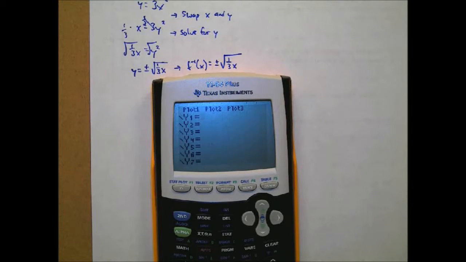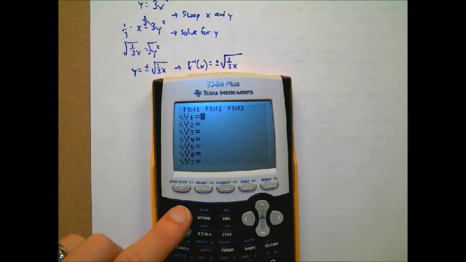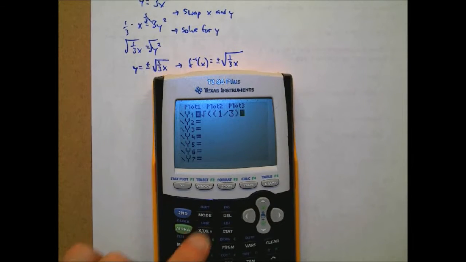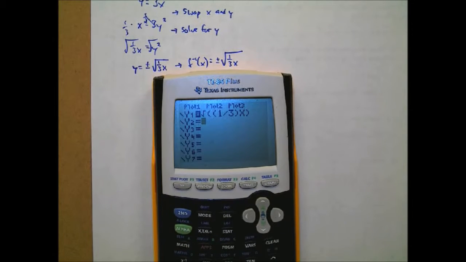The first one we're going to graph is the positive root: square root of (1/3)x. I put 1/3 in parentheses there, just like that. And then we'll also graph the negative: negative square root of (1/3)x.